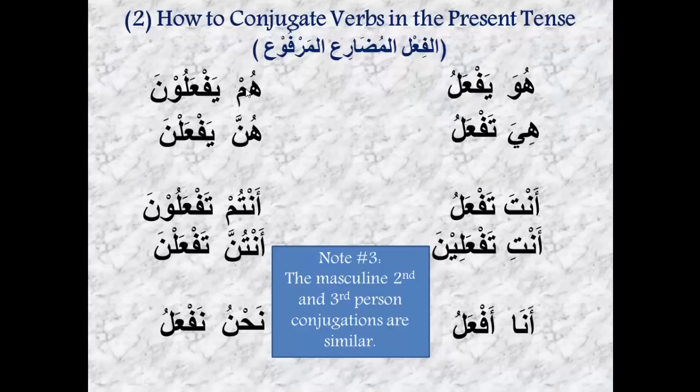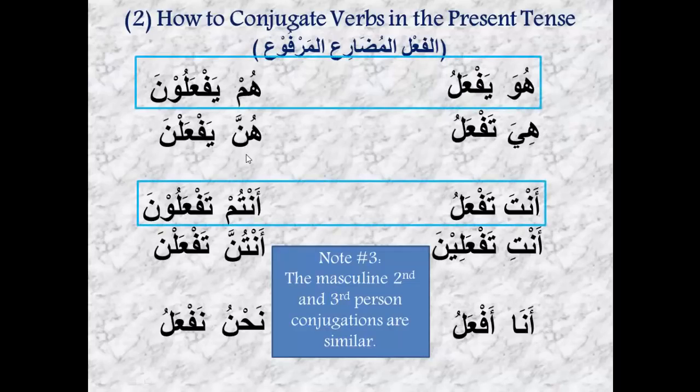They are very similar. So to go from huwa to hum, remember all we did was add una. Huwa yaf'alu, hum yaf'aluna. يفعل يفعلون. Same thing for the second person. أنت تفعل أنتم تفعلون. To go from singular to plural, again, just add una. تفعل تفعلون.